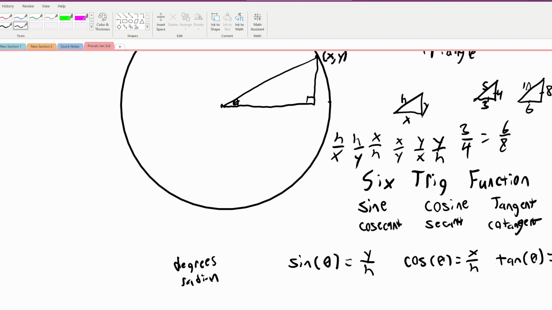Now, these are the ones you're more familiar with. It's the ones you've used in geometry and in algebra 2. There are three others, as we mentioned before: cosecant, secant, and cotangent. The reciprocal of sine, aka hypotenuse over the y coordinate, is actually going to be cosecant of theta. Now, this is written in your calculator as CSC of theta.